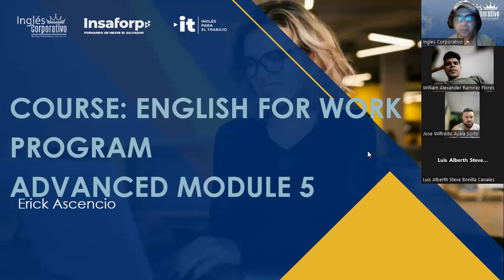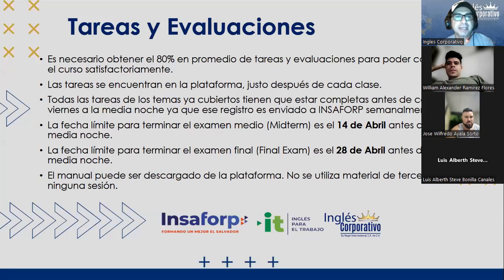Okay, so we are almost done with the English classes. This is very, very good, right? So we are in module number 5 of the advanced English. You know this already, but we need to check it anyway. We need to get an 80% average on the homeworks and evaluations so you can finish the course satisfactorily. You know that this is very important. I know that you have the experience, and of course you will be doing that. Homeworks are in the platform, the one that we checked already. And we need to finish the homeworks after the class.